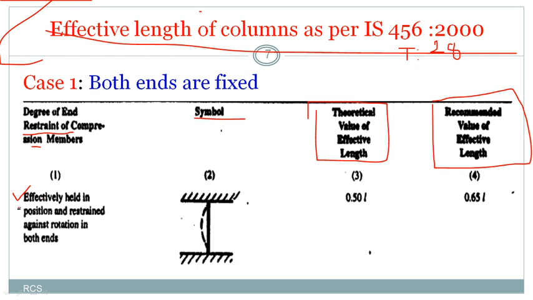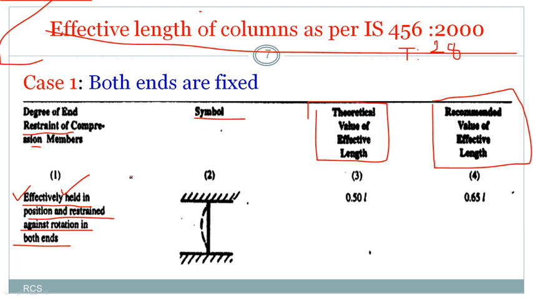So let me see the first case. What is the first case? Effectively held in position and restrained against rotation in both directions. Let me define the terms. What is effectively held in position, and what is restrained against rotation?